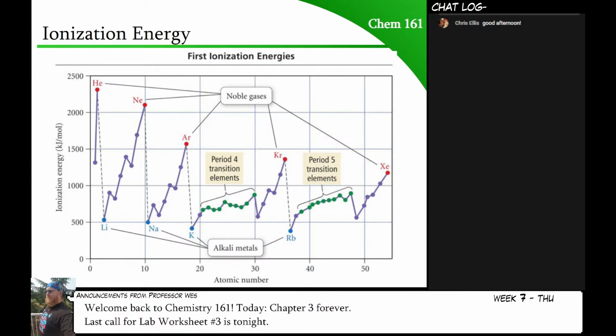Back to Chem 161. We're going to keep talking about quantum mechanics because that's just what we do. Let's see here. Important stuff to note on the agenda.